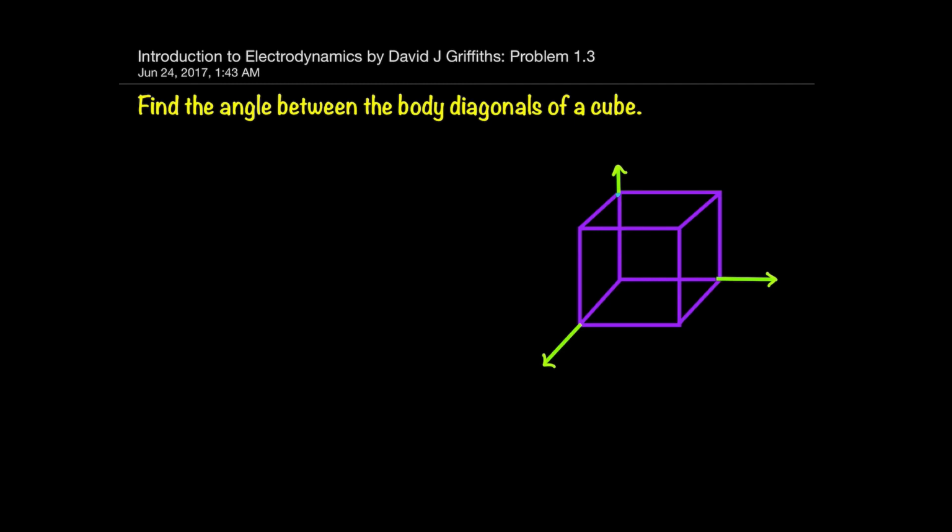Hi there. Today we will be solving problem 1.3. This is from the chapter of vector algebra, and the textbook is Introduction to Electrodynamics, and the author is David J. Griffiths. This is a standard electromagnetics text. The problem at hand is to find the angle between the body diagonals of a cube.